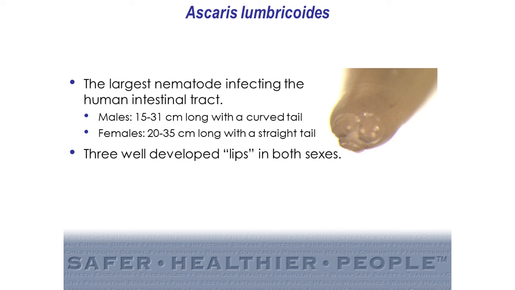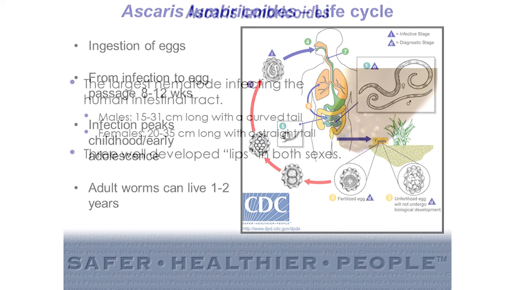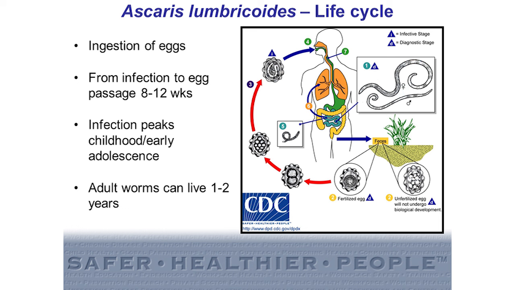Both sexes have three well-developed lips, as shown in the image here. Infection with Ascaris is by ingestion of fertilized eggs. The eggs hatch in the small intestine.